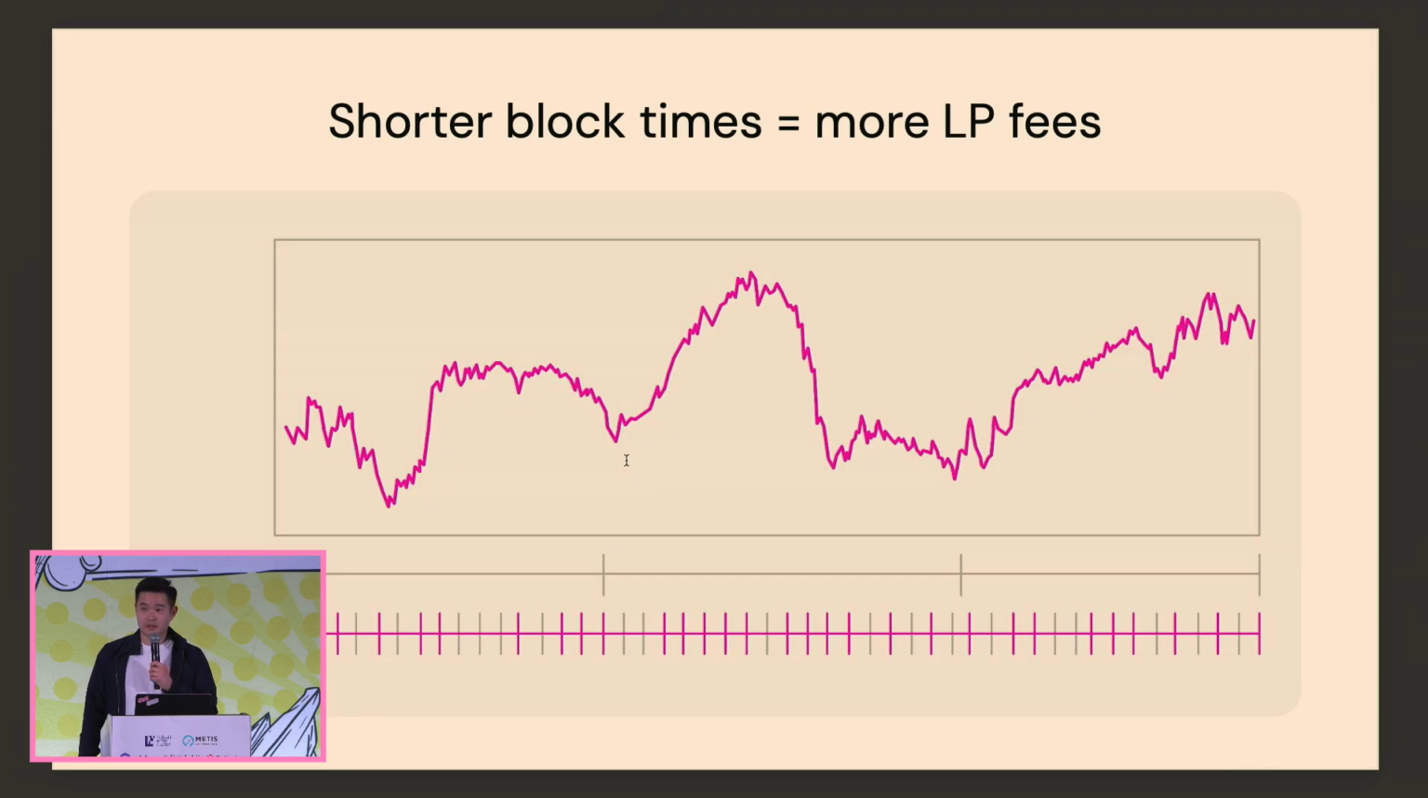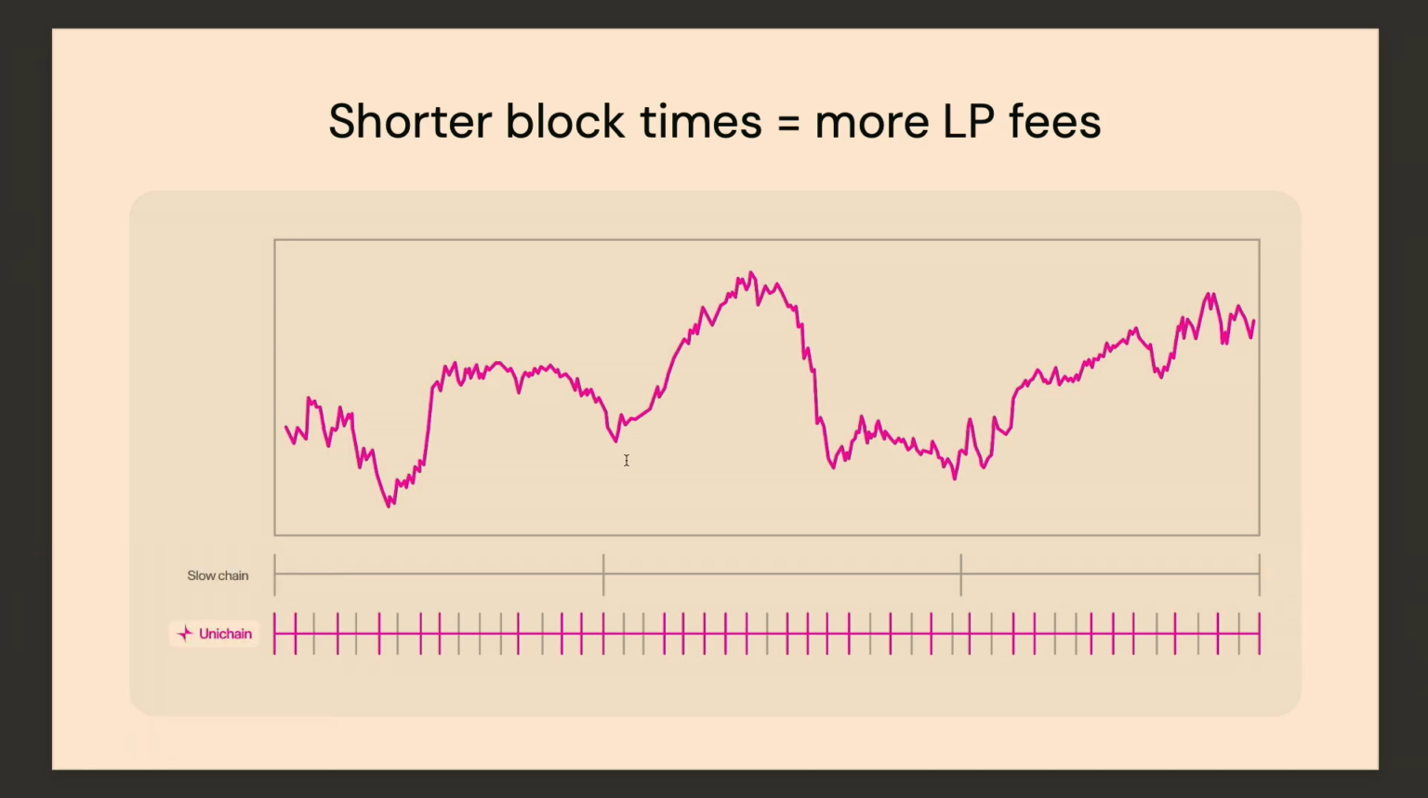Next, shorter block times mean more trading and more fees for LPs. Consider a situation on a slow chain where over the course of 36 seconds, there are 3 blocks. That means there are 3 opportunities to trade against that price. But the price is moving continuously. And so on a faster chain like Unichain, which has 1 second block times now and 250 millisecond block times soon, Unichain naturally exposes more opportunities to trade. And therefore, there's more trading and LPs earn more fees.